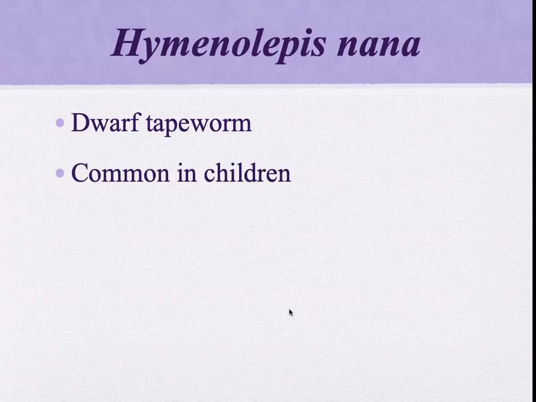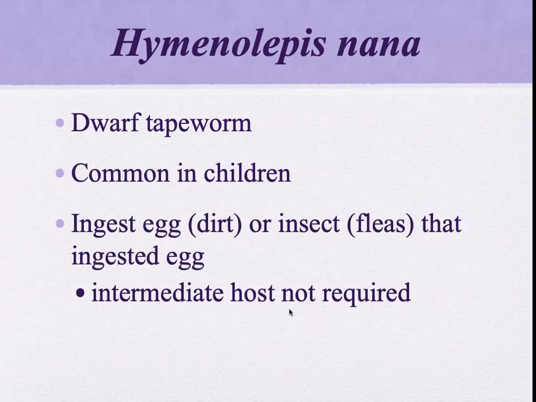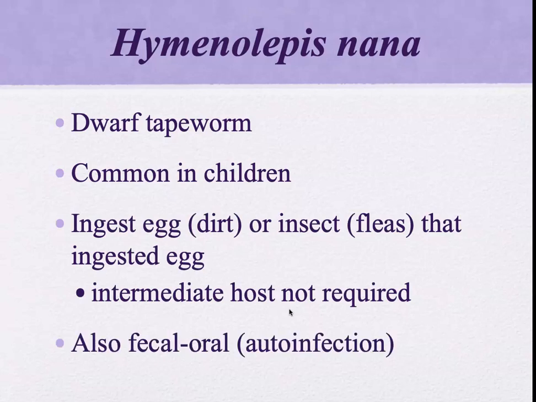So on to the genus Hymenolepis. We will talk about Hymenolepis nana and Hymenolepis diminuta. So same genus, two different species. Starting with Hymenolepis nana, this is actually the most common cestode infection in the United States, especially in southeastern United States. It is found worldwide.